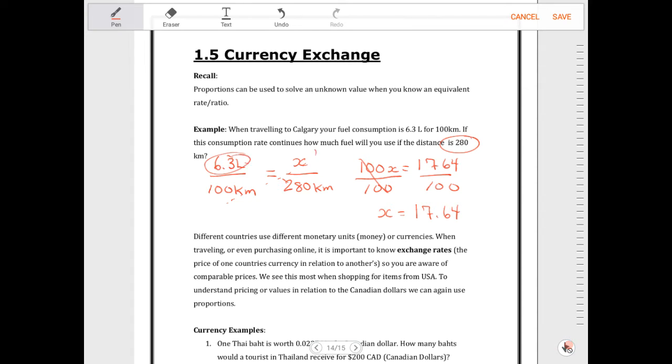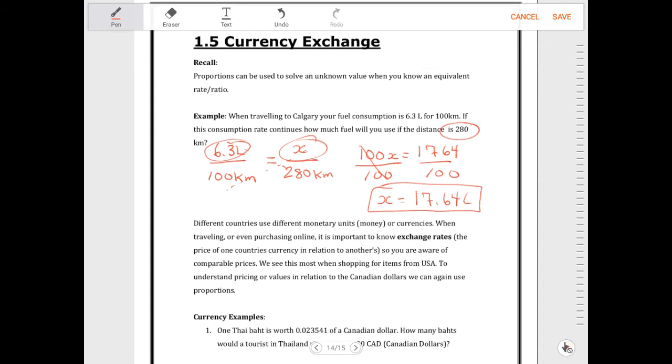It was liters here, so it should be liters there. So essentially, you use 6.3 liters in 100 kilometers. If you were to travel 280 kilometers in total, you would use 17.64 liters. You see, this proportion obviously is going to be used in our currency exchanges. This is kind of just a refresh of the math you have to do.